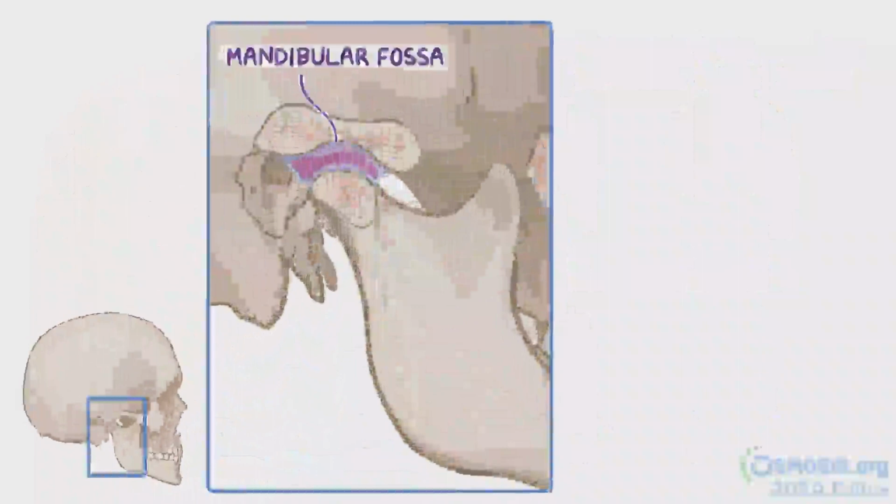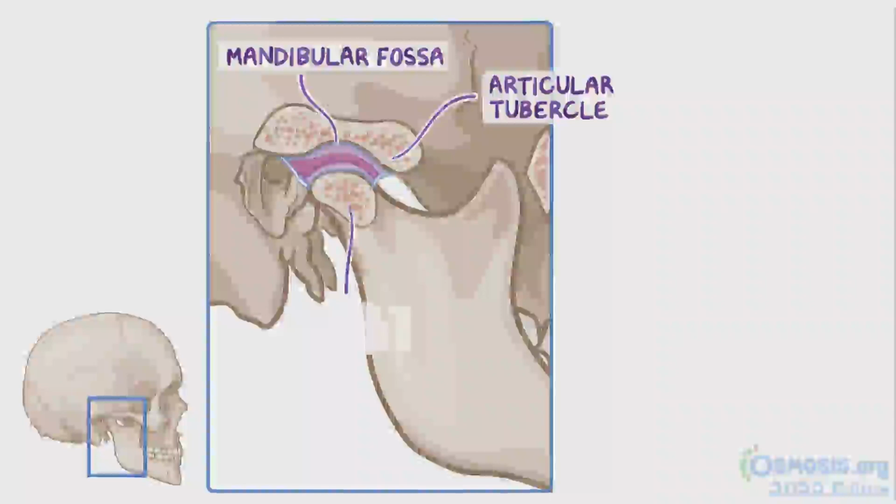The articular components of this joint include the mandibular fossa and the articular tubercle of the temporal bone as the superior surface, and the head of the mandible as the inferior surface.